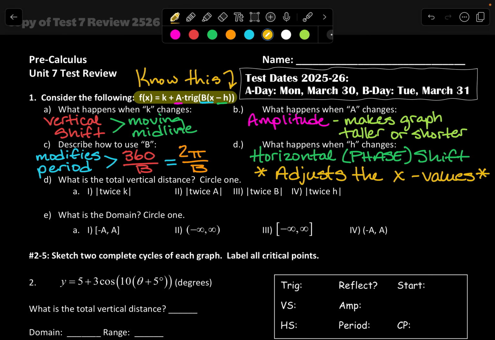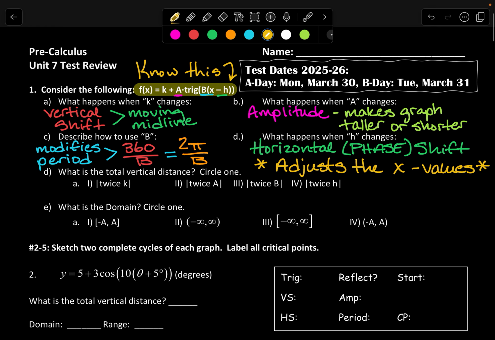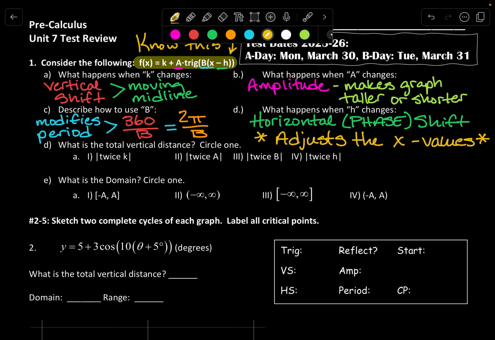For 1D, it says, what is the total vertical distance? Well, total vertical distance is the total distance covered from the lowest point on your wave up to the highest point on your wave, the vertical distance. So wave height has all to do with amplitude. And so we would say that the vertical distance equals the absolute value of 2 times the amplitude.